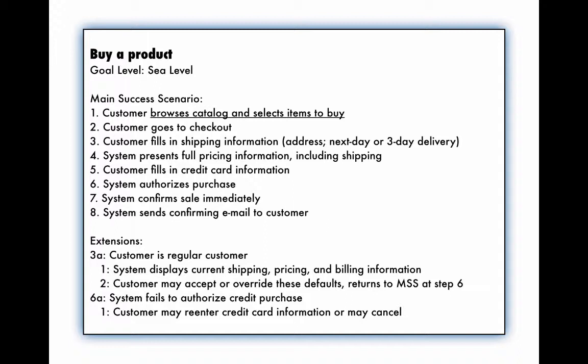The extensions tell us what happens if the scenario deviates from the default case. In this example, if the customer is a regular customer in step 3, their information is already in the system. If the system fails to authorize the credit card information in step 6, the customer must re-enter it or cancel the transaction.